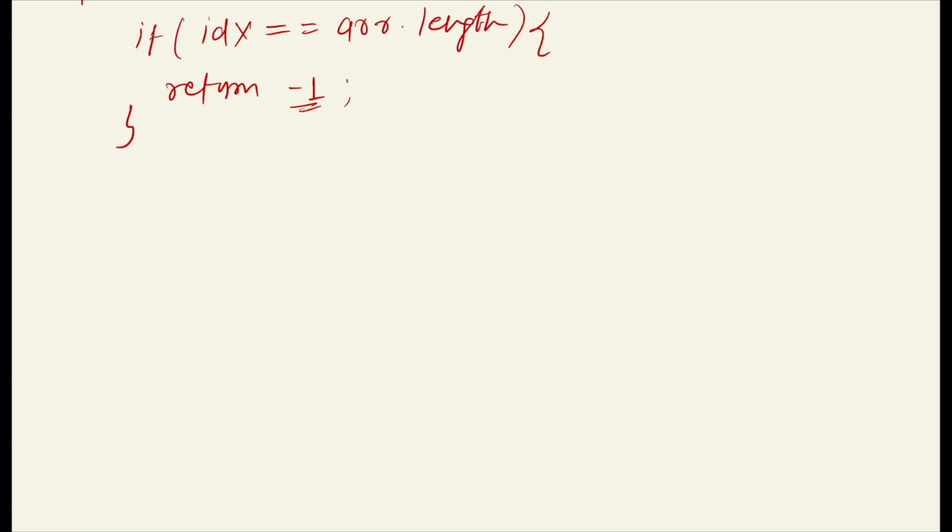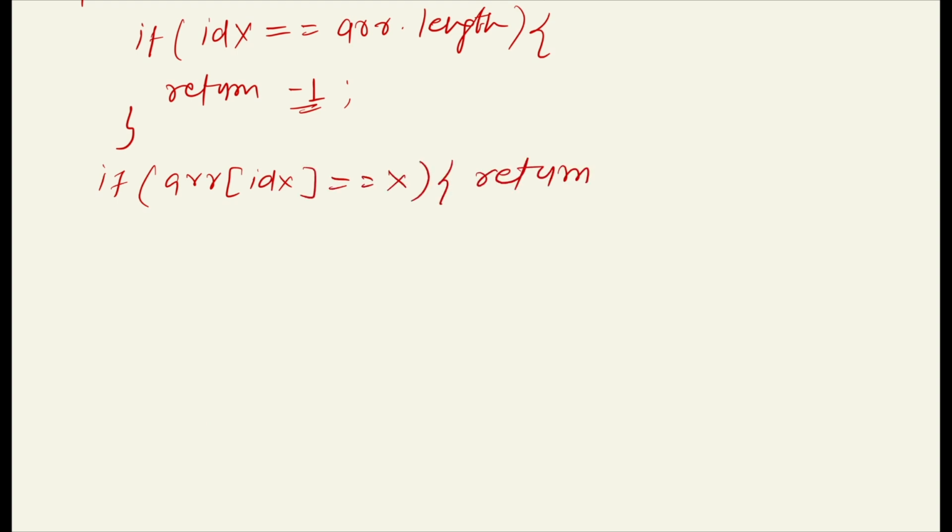-1. And if it is not equal, then it will compare array of index to x. If both are equal, then it will return the index. And if it is not equal, then it will return the first index in a smaller array. It will find that one.